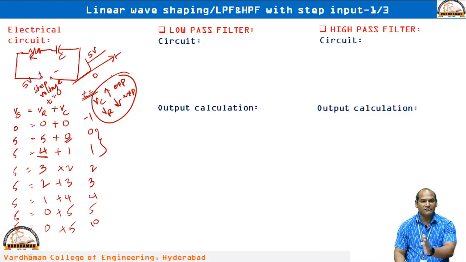Okay. Now we will see it from our PDC subject point of view. Low pass filter we have to take, high pass filter we have to take. Generally at first, why did I take this particular circuit? Series connection of resistor and capacitor.